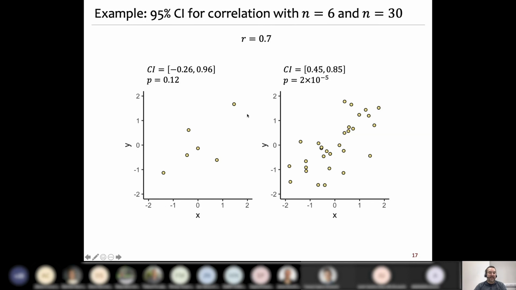If you do a statistical test, I will show you in later lectures how to do this, the p-value here is 0.12. So there is a correlation of 0.7, but it's insignificant. You can't claim that these two data sets are correlated. However, if you perform a similar experiment with n of 30, your sample size of 30, the correlation coefficient is exactly the same, but the confidence intervals are much tighter and the p-value is small, telling you that our correlation coefficient is much more precise, it's different from 0, and it's statistically significant.